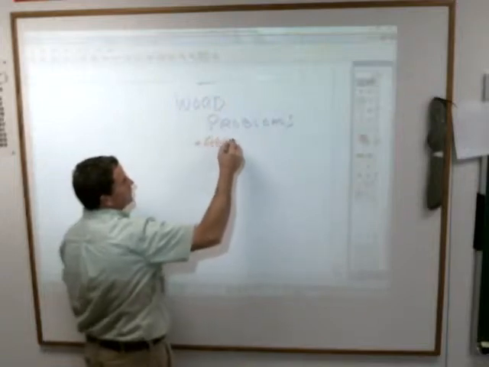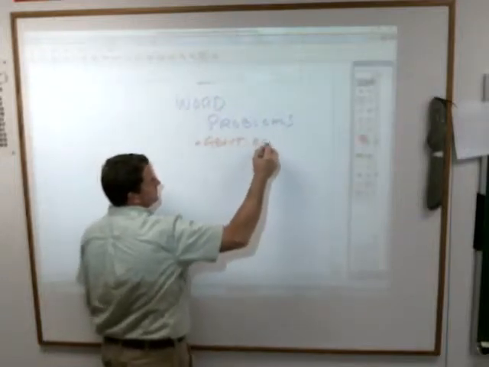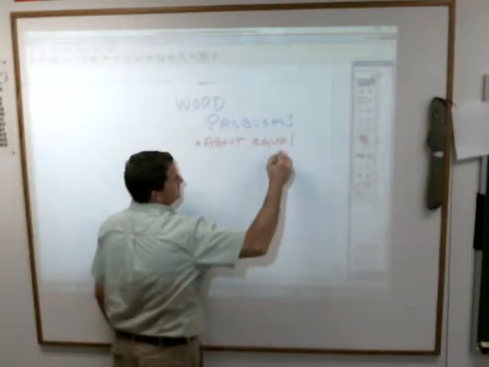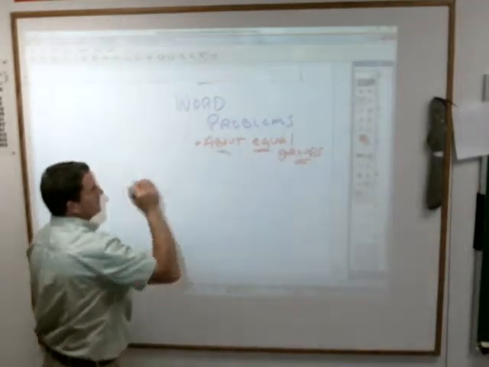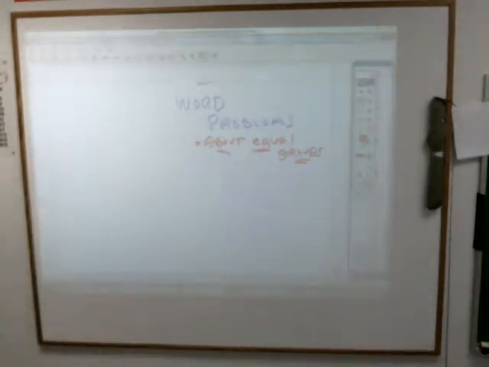About equal groups. And just like with the other addition and subtraction problems, the book very much encourages you to try to find a pattern there.